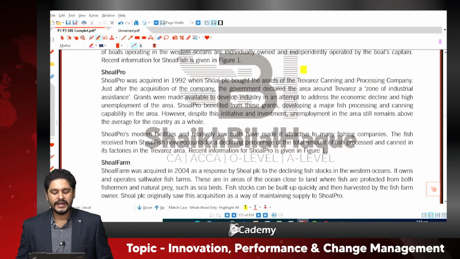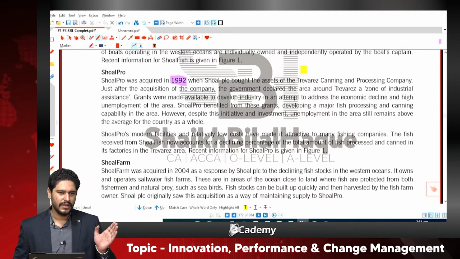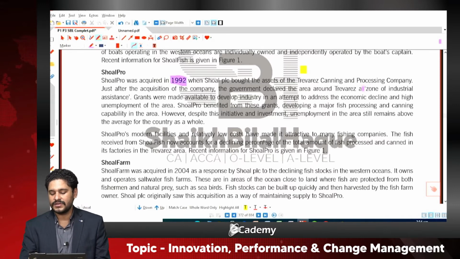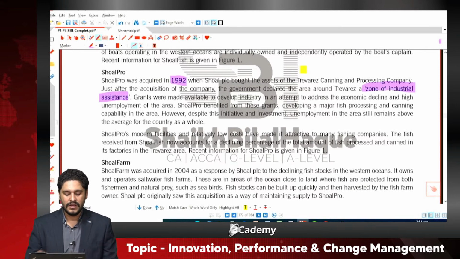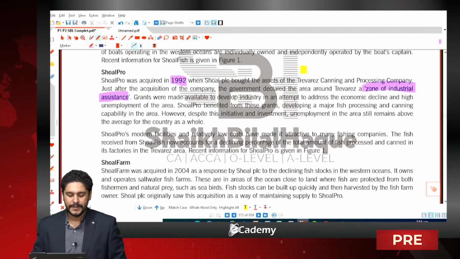Shoal Pro was acquired in 1992, far before the Shoal fishing fleet, when Shoal PLC bought the assets of the Tabanis Canning and Processing Company. Just after the acquisition of the company, the government declared the area around Tabanis a zone of industrial assistance. So this is something which is politically good for this particular company.